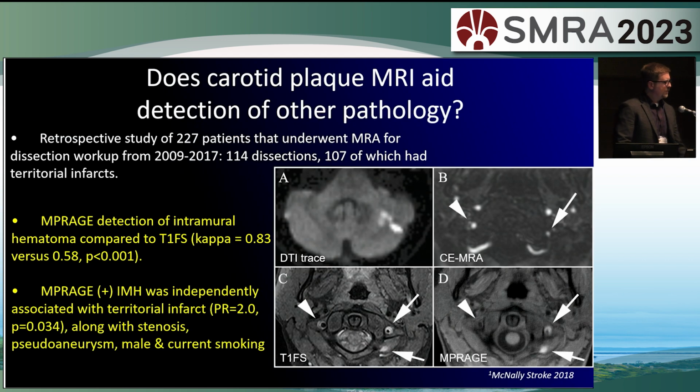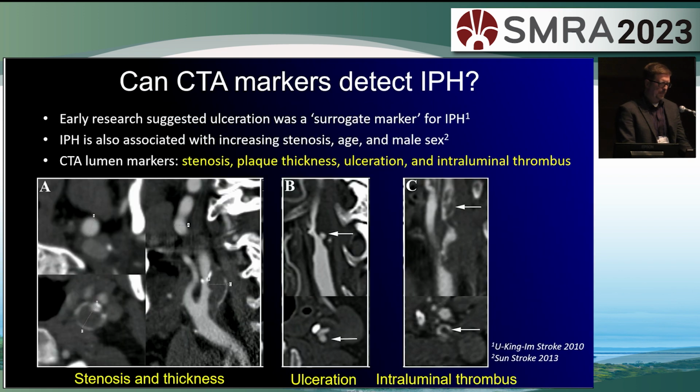So we adapted MPRAGE to our clinical protocols. We found that it could also detect dissection. It outperformed not only time of flight, but T1 fat sat, standard T1 fat sat sequences with a higher kappa, about 0.83 compared to 0.58. Also, MPRAGE detected intramural hematoma was independently associated with territorial infarct, in addition to some other factors with dissection, as you can see in this case.